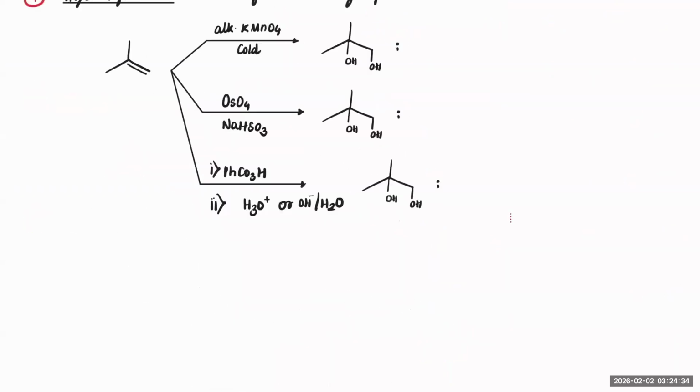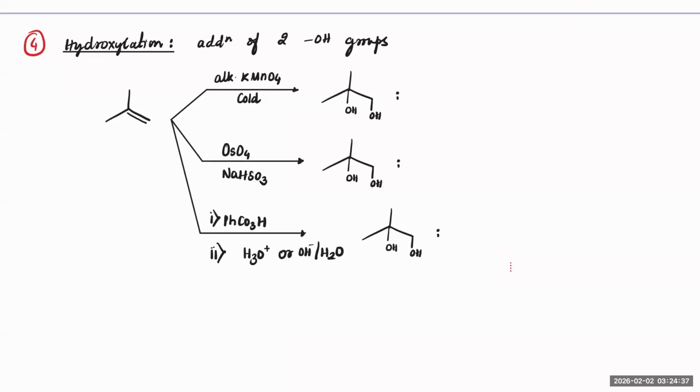Next is hydroxylation reaction. Hydroxylation is addition of two OH groups. And two OH groups can be added by majorly these three reagents. One is alkaline KMnO4 in a cold condition, osmium tetroxide with sodium hydrogen sulfide, slightly mild acidic condition, and then peroxy acid. This is peroxybenzoic acid followed by acidic hydrolysis or basic hydrolysis. These three reagents, wherever you notice with a double bond, you are expecting them to add with two OH groups.